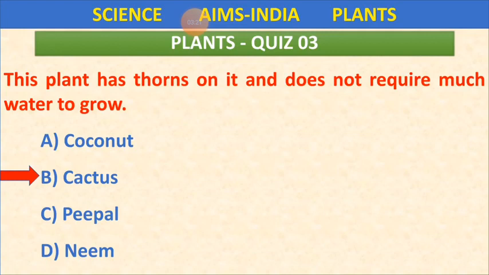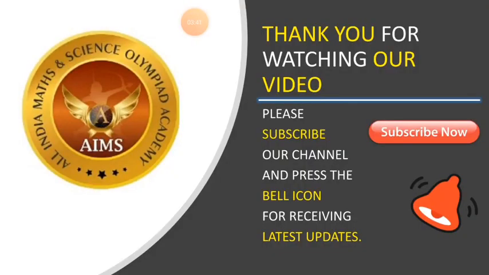As we learnt, thorny cacti grow in desert. Why? It has thorns and it is growing in desert. So even though there is no water, it is growing there. So that's why the correct answer is cactus. Understood children?